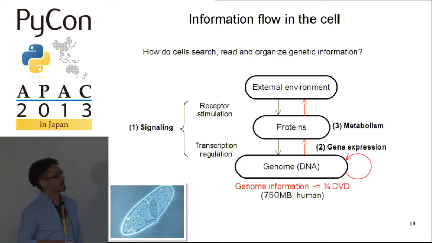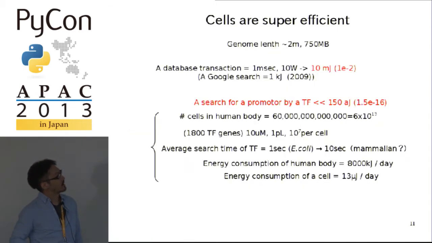And because cells need to regulate which kind of proteins and which kind of reactions should start according to the external environment, this external environment is sensed by protein molecules on the surface of the cell called receptors. And then this starts the process called transcription regulation that controls gene expression. Those three processes, signaling, gene expression, and metabolism, form a kind of cycle between the genome, proteins, and external environment. And this kind of information processing is super efficient.